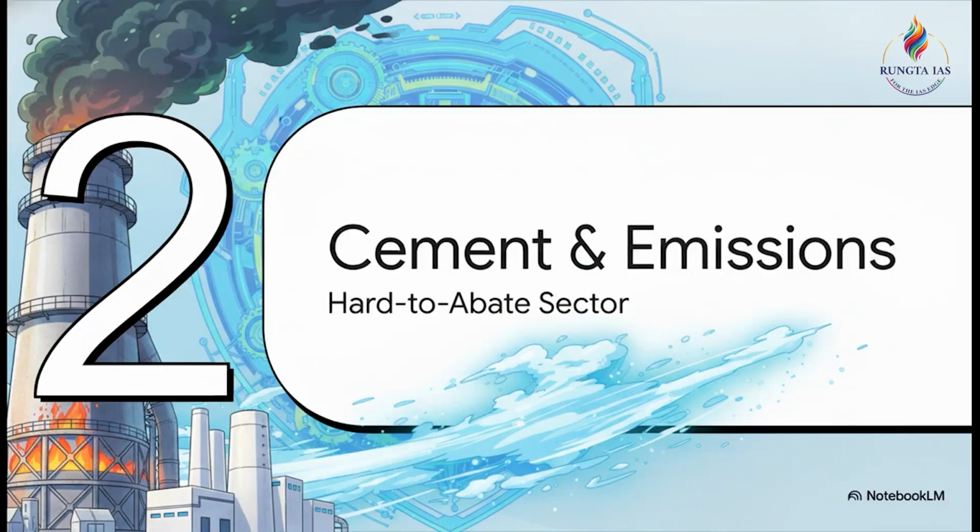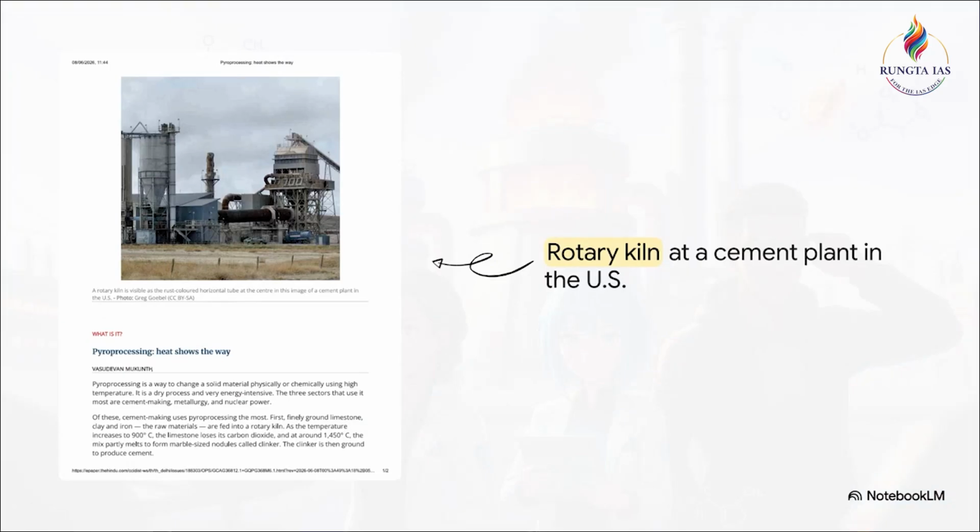Moving right along to Section 2, let's look at cement and carbon emissions. So, the cement industry utilizes pyroprocessing more than literally any other sector out there. That makes it a prime example of a hard-to-abate industry. Just to understand the sheer industrial scale we're talking about here, picture a massive rotary kiln. We're talking about these gigantic, rust-colored horizontal tubes used in large cement plants. Once you grasp the massive physical scale of these kilns, the huge volume of resulting carbon emissions makes total sense.